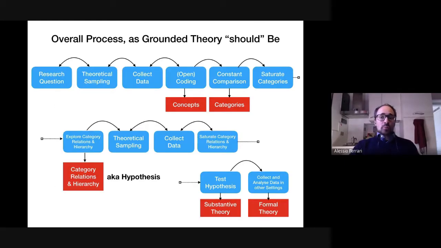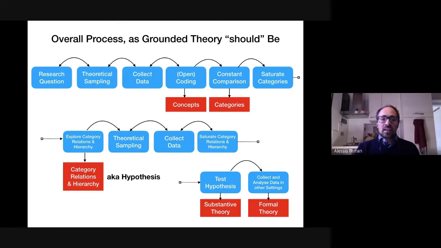So this is the overall process, as grounded theory should be. You start from a research question, you do theoretical sampling. Theoretical sampling can be done also at the beginning, so you select the people based on a preliminary research goal. Okay.